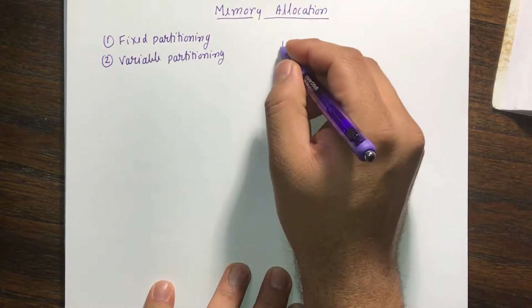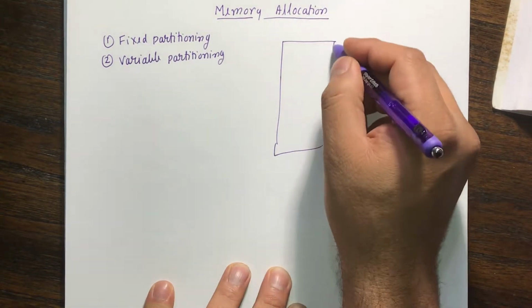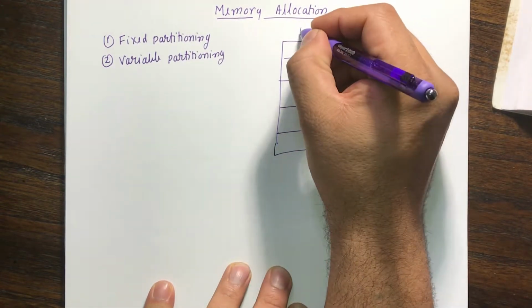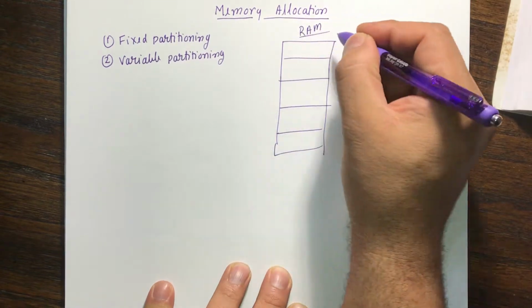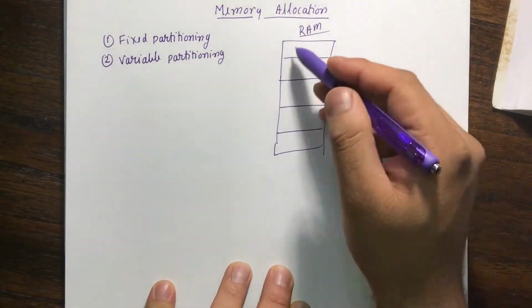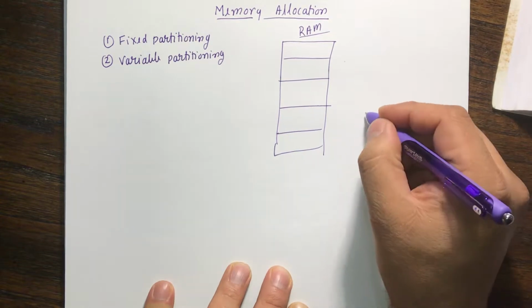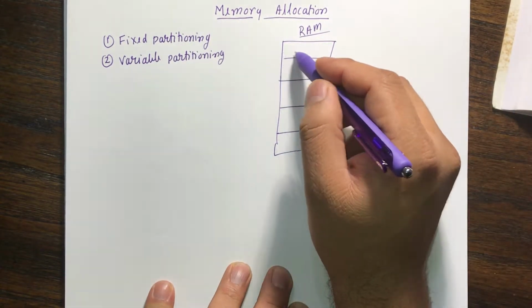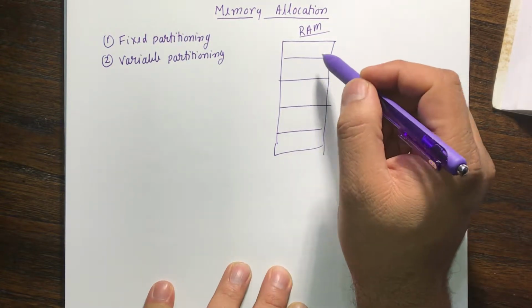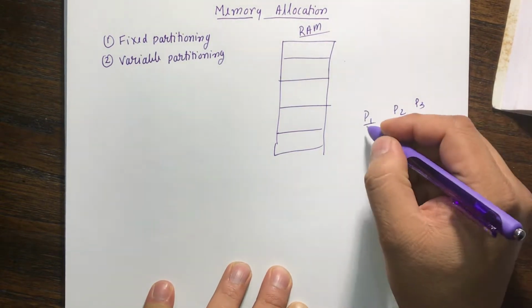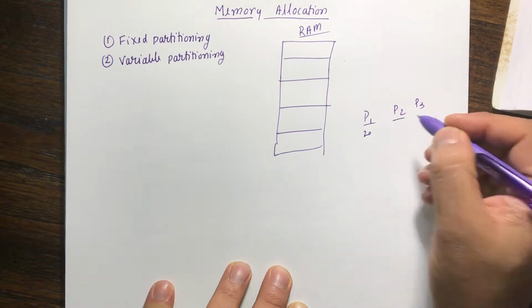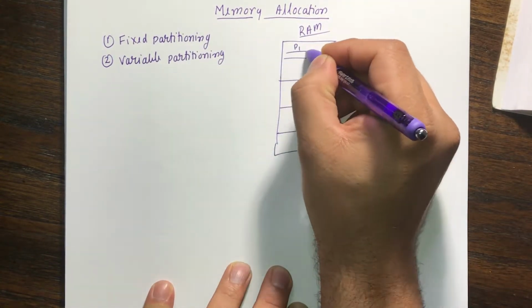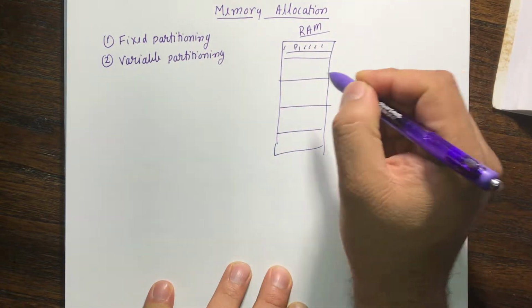So what we can do is have a fixed size partitioning. We divide your RAM into fixed size partitions, and these are called frames. Let's say P1 comes, P2 comes, and P3 comes. Let's say P1 is of size 20, and P2, I don't know, these are just random numbers. So P1 will come over here and start executing from here.